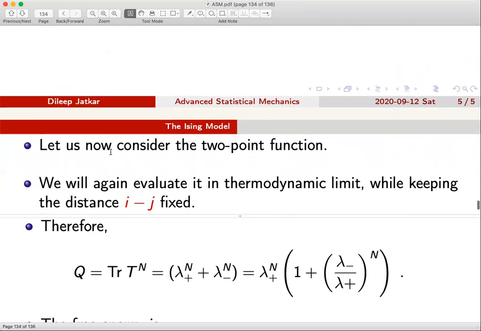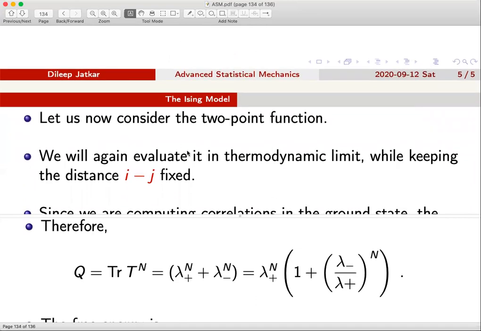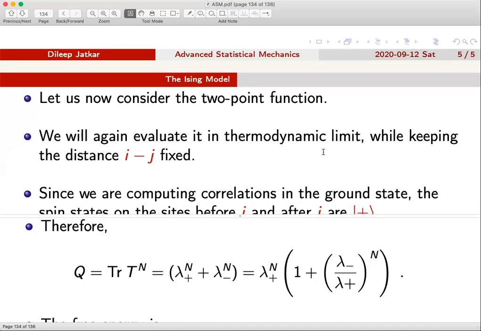Okay. So now let us consider the two-point function. We'll again evaluate it by taking the thermodynamic limit of the system, but we'll take the thermodynamic limit in the following way: we take n becoming large, but the sites at which the spins are introduced, namely the ith site and the jth site, the distance between those sites, i minus j or j minus i, we'll keep fixed. So we are not scaling that. In between these two spins, we don't inflate the spin chain. The spin chain increases at the other locations. That is how we are going to take the thermodynamic limit.